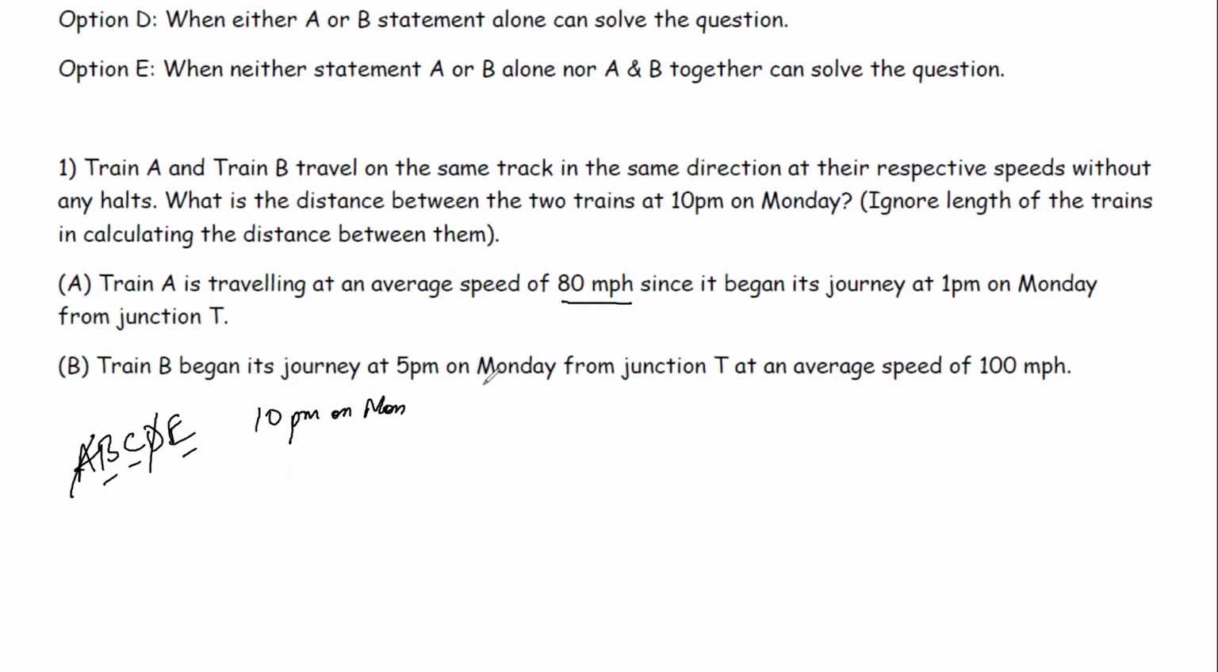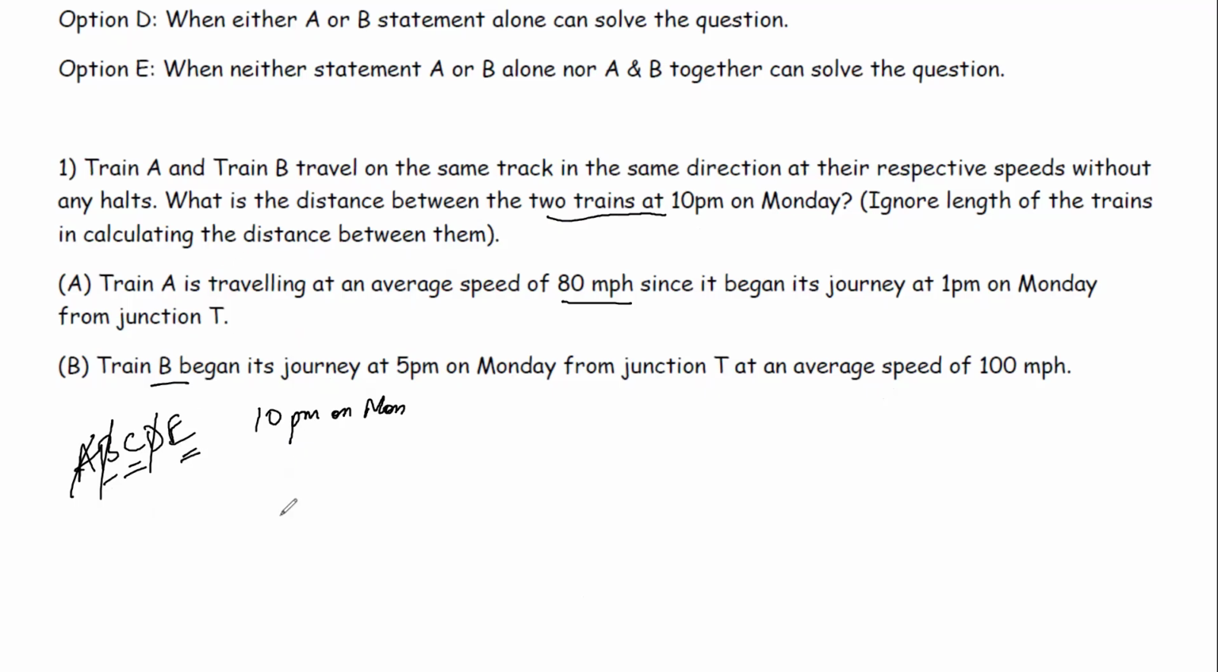Statement B: Train B began its journey at 5 p.m. on Monday from junction T at an average speed of 100 miles per hour. They're asking what is the distance between the two trains at 10 p.m. on Monday. And obviously B is also out because it just gives you information on train B and not A. So we're left with C and E.